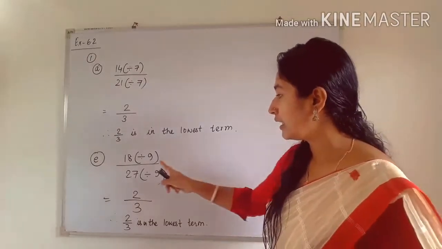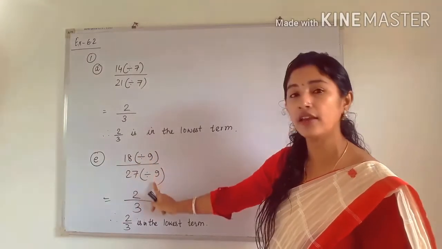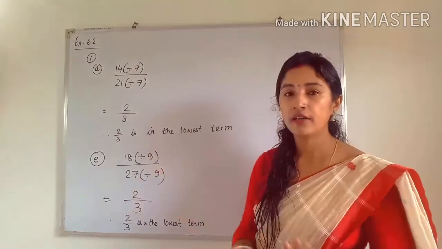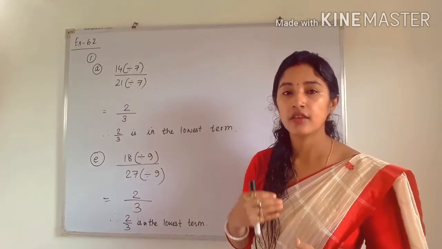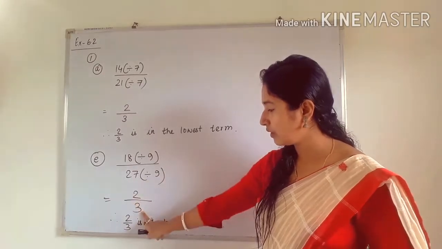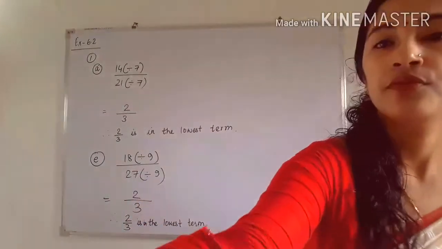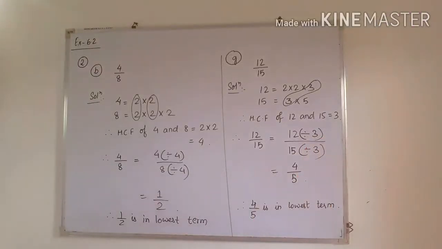Similarly, 18 by 27, here the highest common factor of 18 and 27 is 9. So no need to find the HCF here because it is already given in the question. So 9 2s are 18 and 9 3s are 27. Therefore, 2 by 3 is in the lowest form. So see the next question, question number 2.